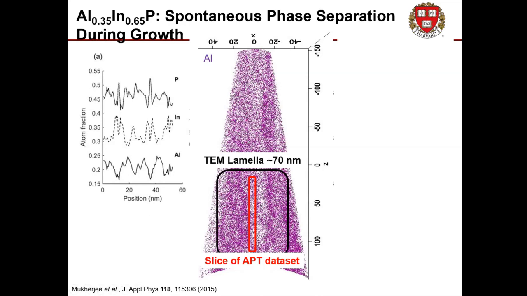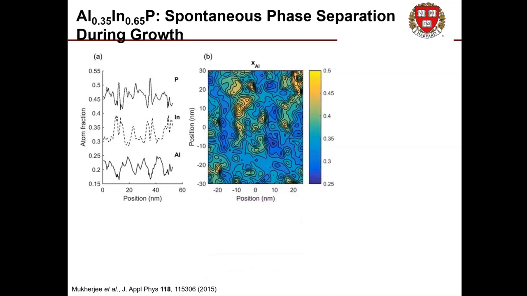We can actually look at a 2-dimensional contour plot within that 5 nanometer thick slice of our data. And we can see it over very short distances. This is a plot of aluminum content in 2 dimensions. Over short distances of only 10 nanometers or so, the aluminum fraction can vary from 0.25 all the way up to 0.5. So an enormous variation in aluminum content over very short distances that wasn't resolvable with any other technique. This is the result of some spontaneous phase separation that occurred during growth, and is all well and good.